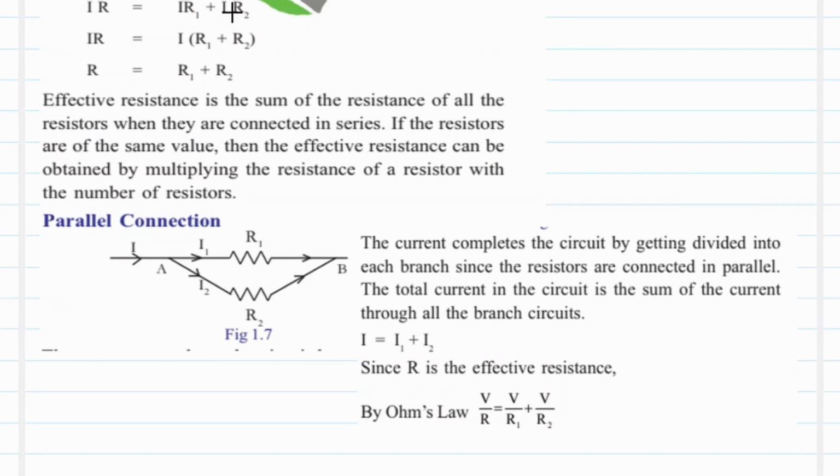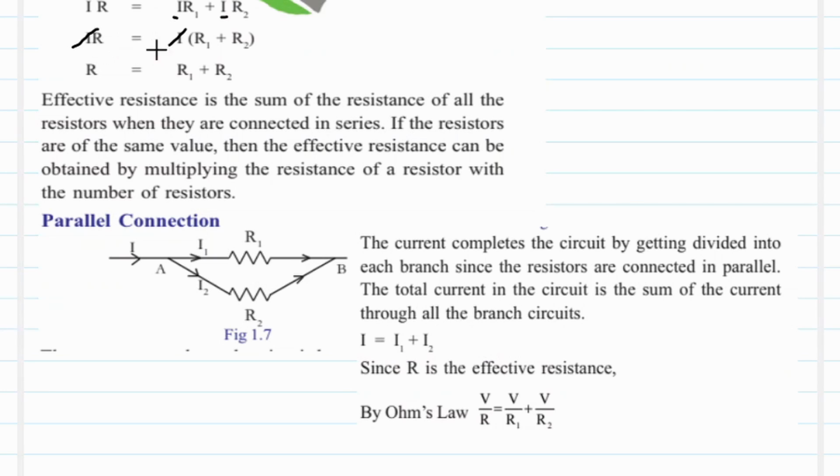Now what is the common factor here? I is common, so take it out as a common value. I into R equals I into R1 plus R2. The same thing will be cancelled. The current I will be the same, so just cancel it. So the remaining is R equal to R1 plus R2.